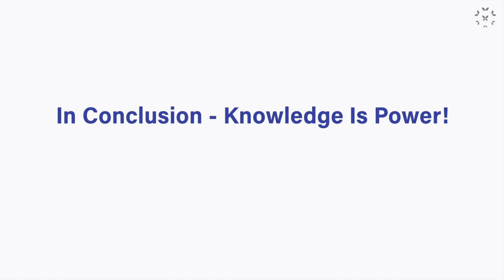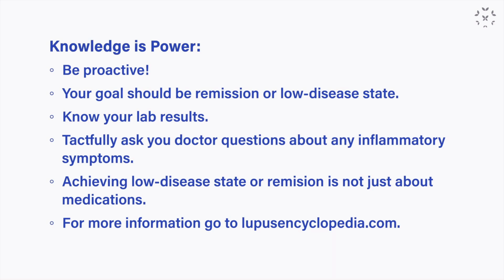So now that we're coming to the end of the video, I have one strong recommendation. Knowledge is power, and I highly recommend that you be proactive in your health care, because not all doctors are lupus experts, and you may know more than they might know. You should demand that you be in remission. You should demand that you're completely off of steroids. And if you can't get those, because you've already tried a lot of medications or all of them, at least low disease activity. Know what your lab results are.